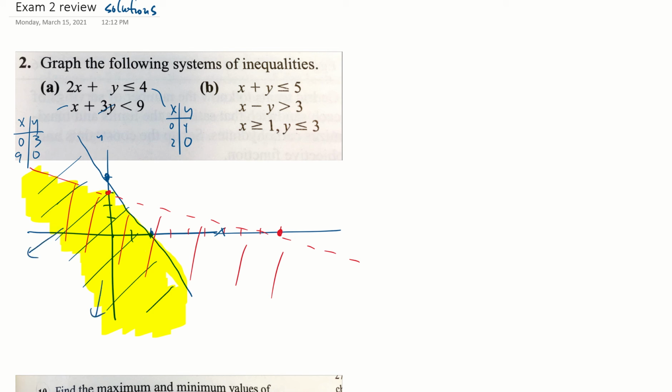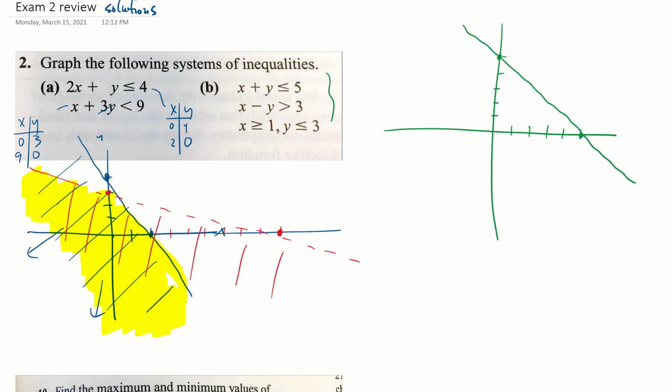Okay, graph these. Again, I'm going to do, if x is 0, y is 5, and if y is 0, x is 5. It's a solid line because it's equal to here. And 0 plus 0 is in fact less than 5, so I know I'm going to shade down.